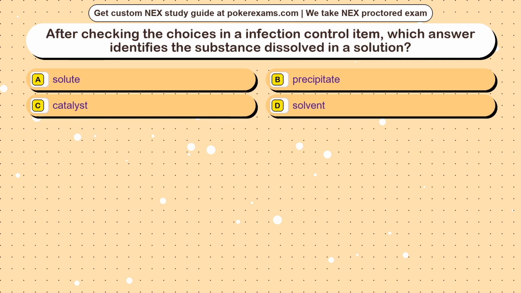Question 3. After checking the choices in an infection control item, which answer identifies the substance dissolved in a solution? Option A, solute. Option B, precipitate. Option C, catalyst. Option D, solvent.